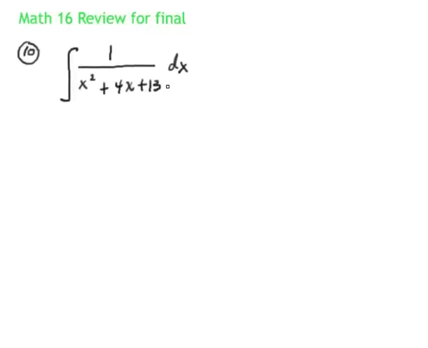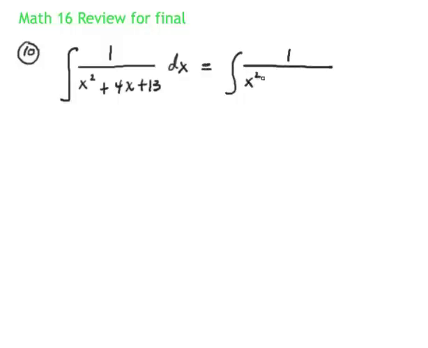If the denominator in this integral could be factored, then we would use partial fractions. But notice it can't be factored. In fact, b squared minus 4ac is negative. So even using the quadratic formula, we cannot factor this. So what we're going to do is complete the square, and we'll end up with an arctan integral. Okay, so let's do that. Let's complete the square in the denominator.